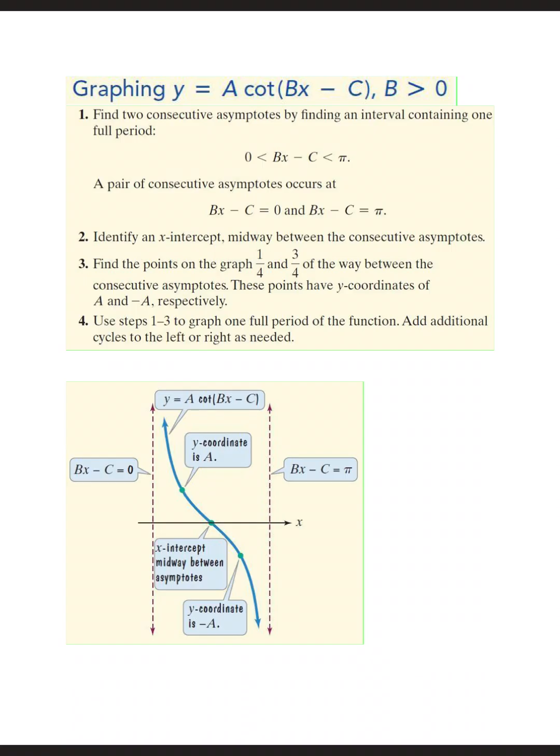Identify an x-intercept midway between the consecutive asymptotes. Remember, you add the asymptotes, divide by 2, and then we're going to find a point 1/4 and 3/4 away. We'll use the number line to kind of make sure that we're basically adding and dividing by 2. And once again, the y-coordinate will be a and then -a respectively. And then we'll plot the 3 points and then the asymptotes.